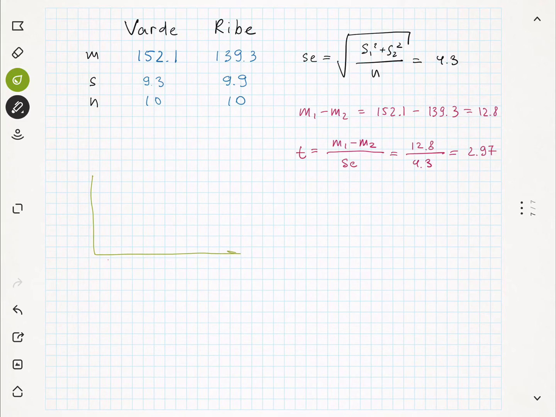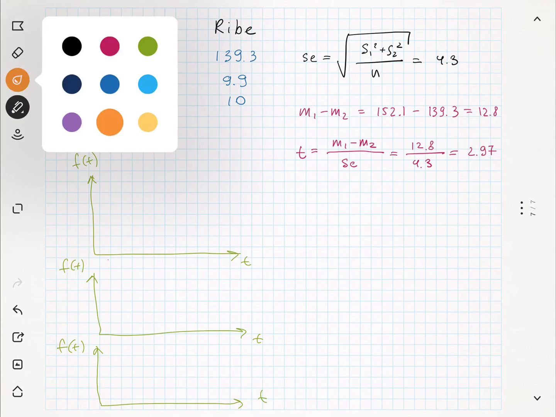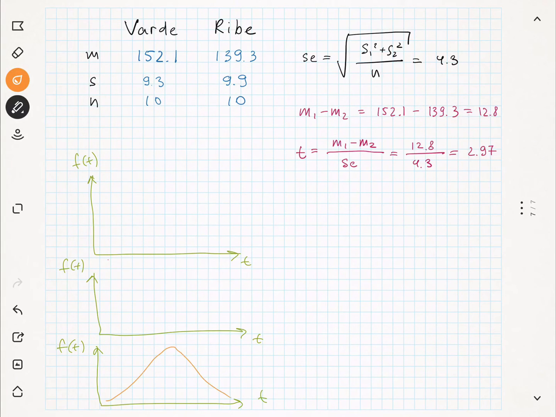So we have a t-distribution, this is density. Then I will make two more plots, very schematically, of course. Let me draw the distributions again, very schematic. So we have three equal distributions. And of course, we need to know the degrees of freedom. Which degrees of freedom should this distribution be made for? We have n-1 in the first sample, plus n-1 in the second sample, which gives us 18 degrees of freedom.